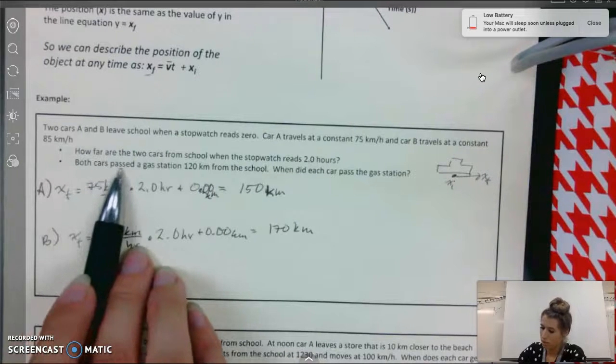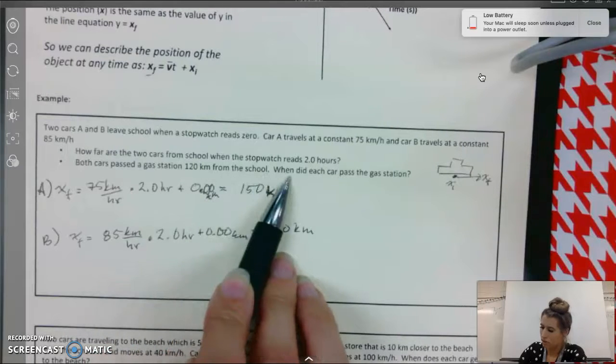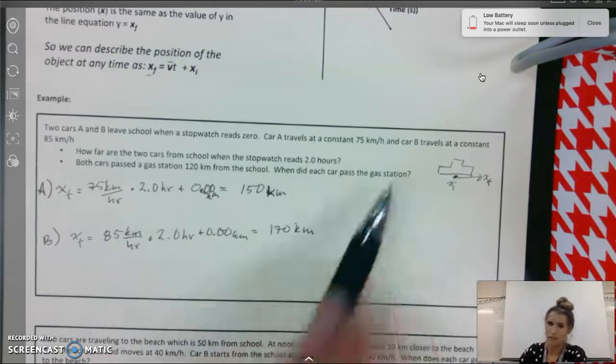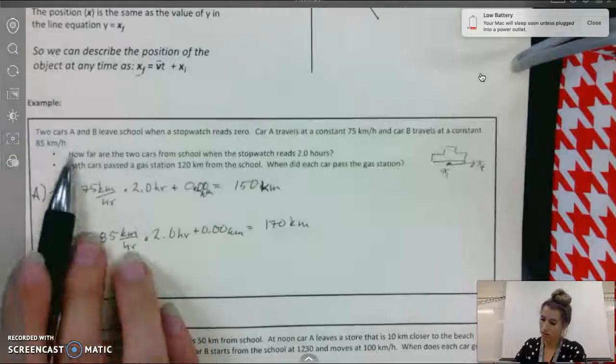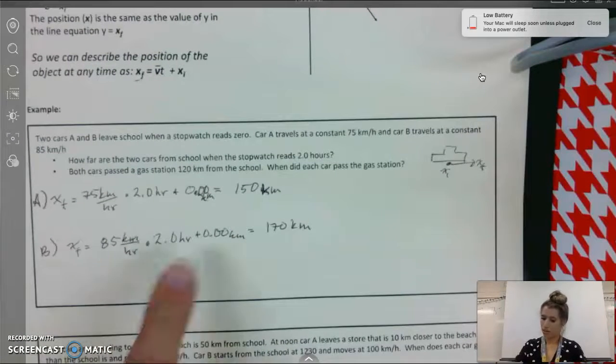Okay, both cars pass a gas station 120 kilometers from school. When did each car pass the gas station? So I want you to look at this second part, give that a go, and then when you come back, we'll talk through it.